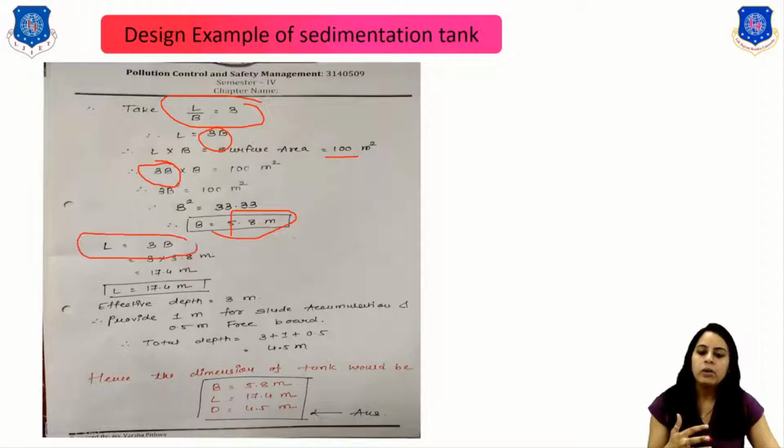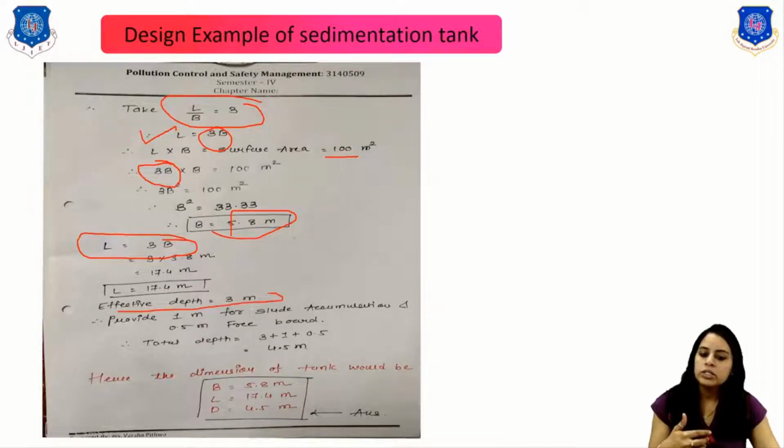Here we have one equation, right? L = 3B. Now we find that B = 5.8, so right here we write 3 × 5.8. So now we got L. L is equal to 17.4 meters.